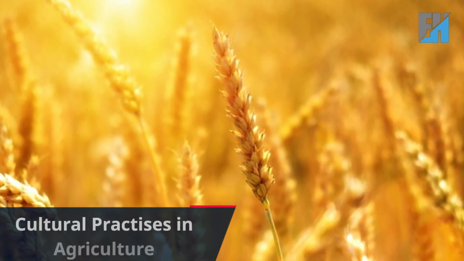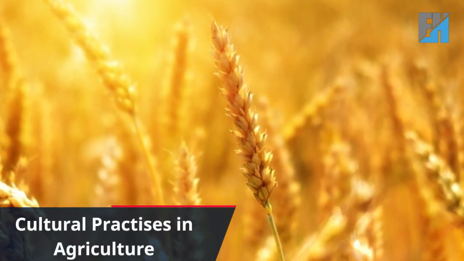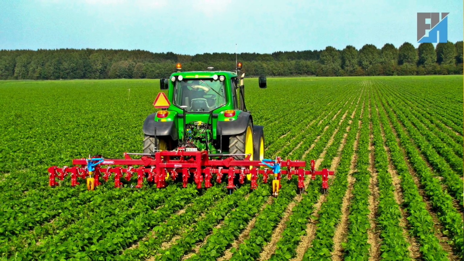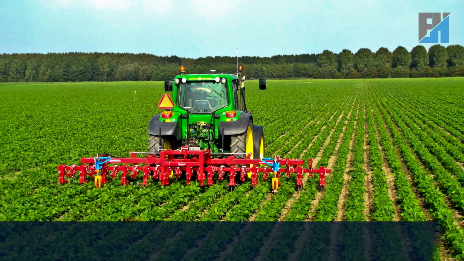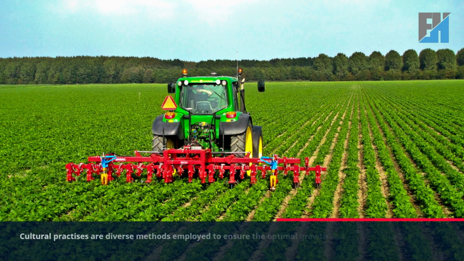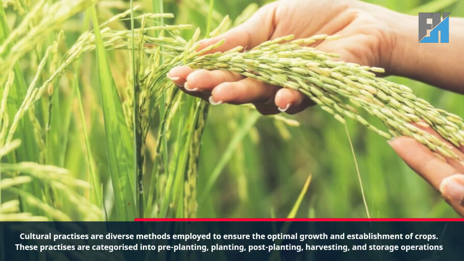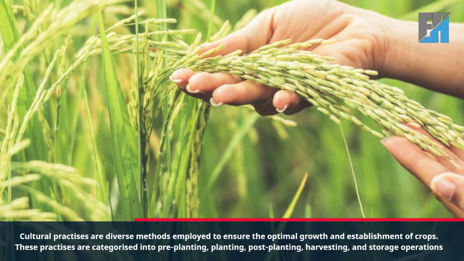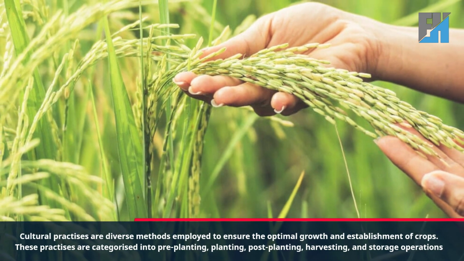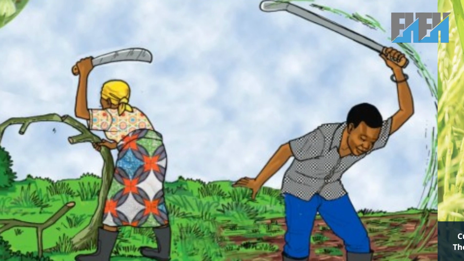In today's class, we will discuss the topic cultural practices in agriculture. Cultural practices are diverse methods employed to ensure the optimal growth and establishment of crops. These practices are categorized into pre-planting, planting, post-planting, harvesting, and storage operations.